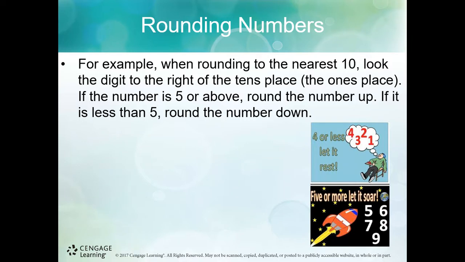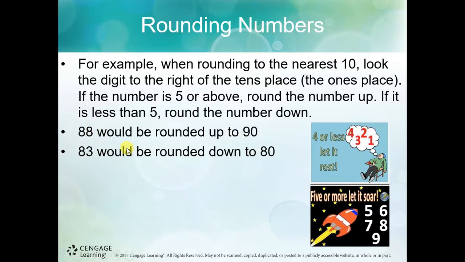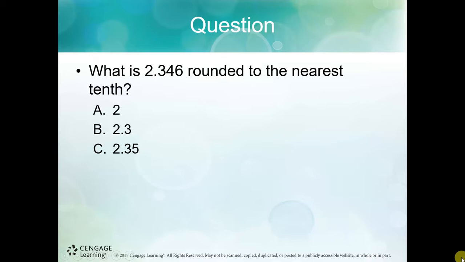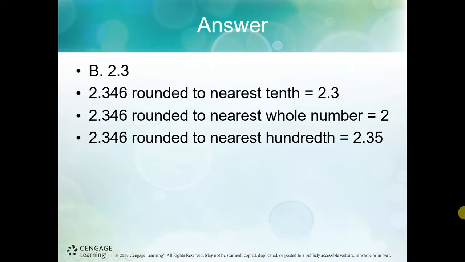For example, if you're rounding to the nearest 10, look to the right of the tens, which is the ones place. And if it's 5 or more, round up, less than 5, round down. So here we're looking at the ones place, and we would round up to 90. Here we're looking at the ones place, and we would round down to 80. What is 2.346 rounded to the nearest 10th? Look here. You would round to 2.3.